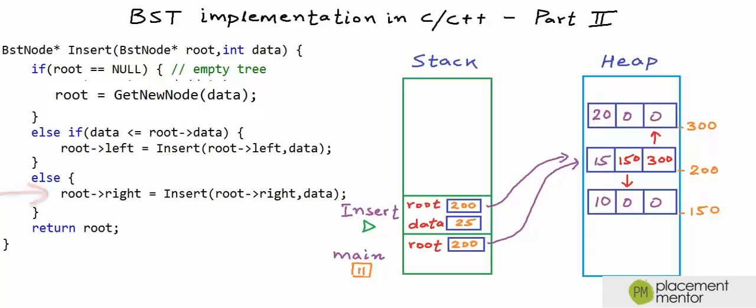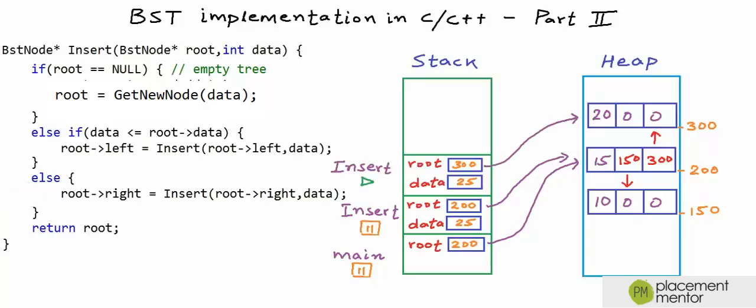So another call to insert will be made. We will pass address 300 as root and data passed will be 25 only. Now for this call, once again the value in node at 300, for this call root is 300, is lesser than 25. 25 is greater than 20. So once again we will come to this last else and make a recursive call to insert in the right subtree. The right subtree is empty this time.